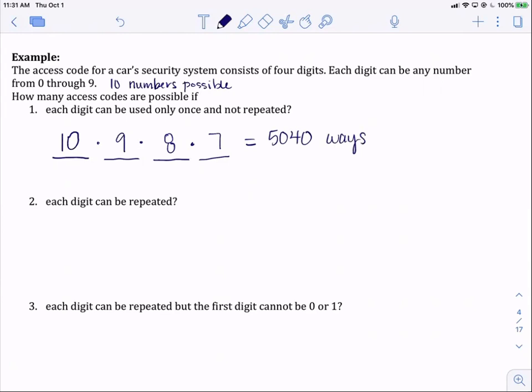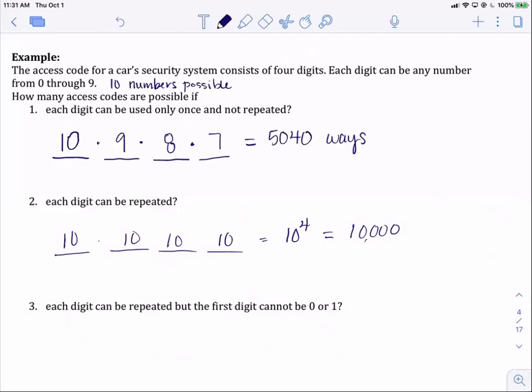Okay. What if each digit can be repeated? What would they all be? 10. So what's 10 to the 4th power? 10,000. The number of zeros will match the exponent. Okay, so 10 to the 5th would have 5 zeros.